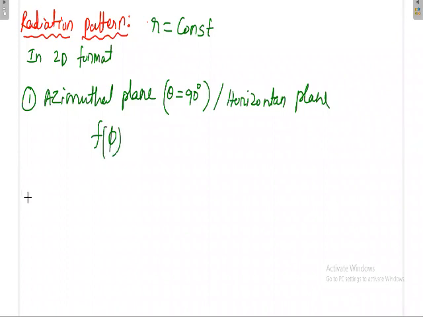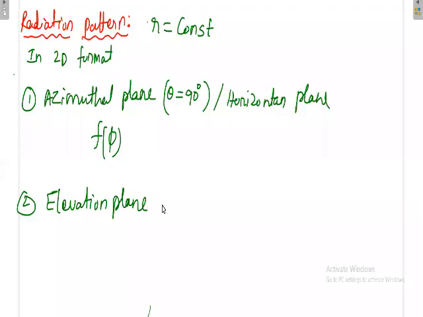Or otherwise, I can also draw the radiation pattern in the vertical plane. That plane is called the elevation plane. How many vertical planes are in the elevation plane? You get a vertical plane when you vary theta, with phi equal to 0 as one plane, or phi equal to a constant. You can take phi as any value, then you will get a vertical plane.